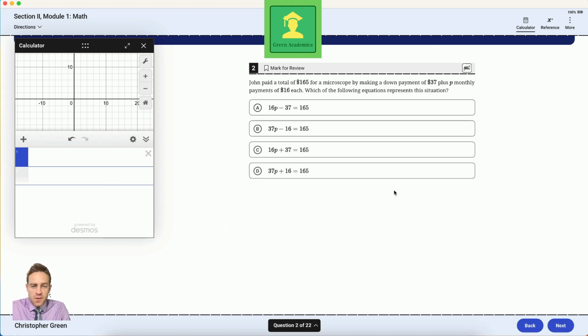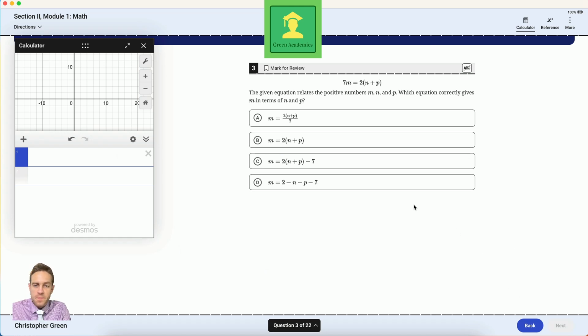John paid a total of $165 for a microscope by making a down payment of $37 plus P monthly payments of $16 each. Which of the following equations represents this situation? Well, of course, it adds up to $165 on the right-hand side. It's a single fee of a down payment of 37 plus P times 16. So 37 plus 16P is 165, which they write in that order.